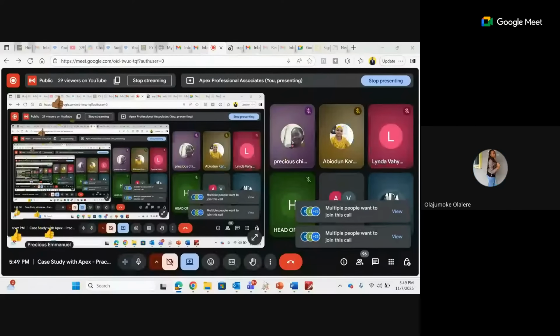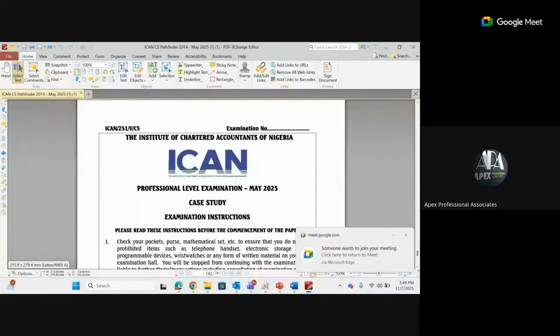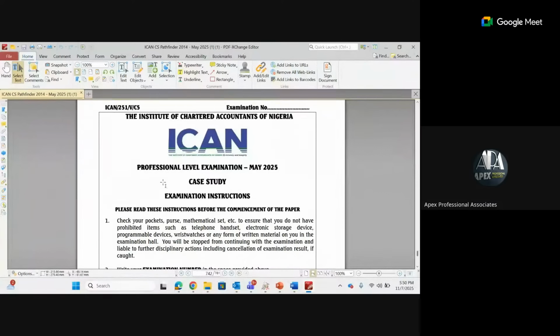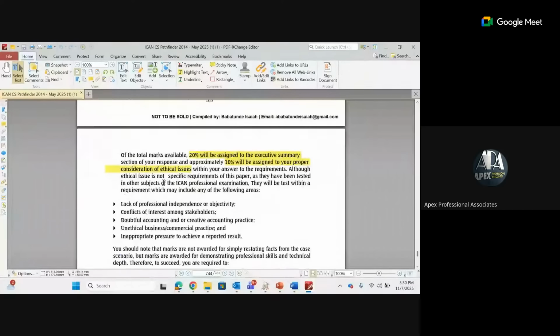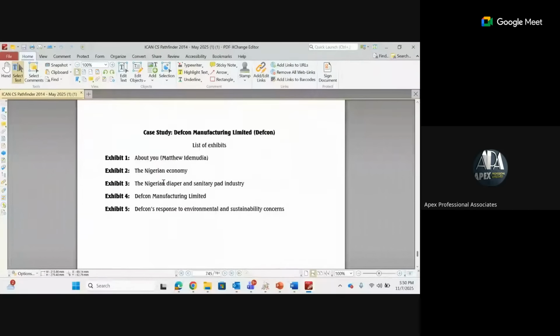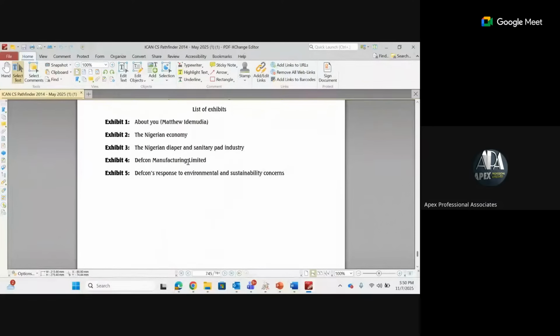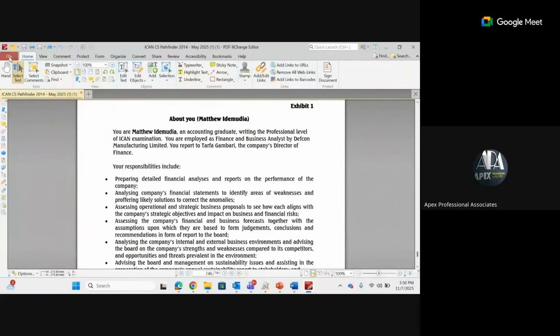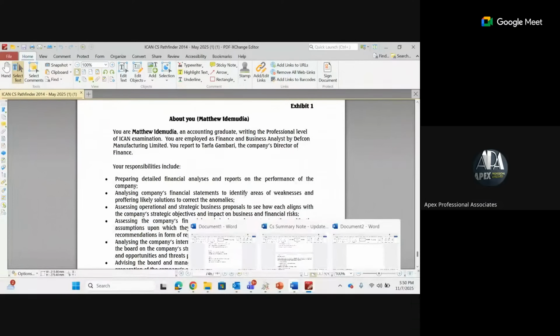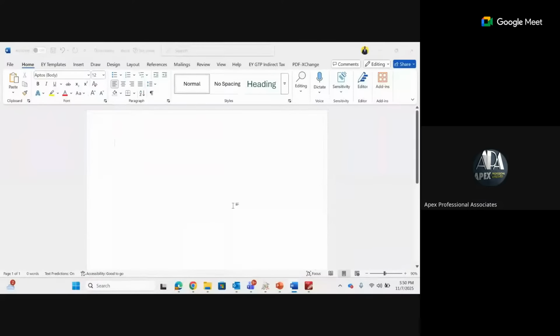So the last time when we met, we had a look at the unseen. So we're considering May 2025, the last diet case study question. And then we walked ourselves through the necessary exhibits in the present, all the 5 exhibits in the present, giving some points, necessary information, and the likes. So this week, we are going to continue with the unseen parts.